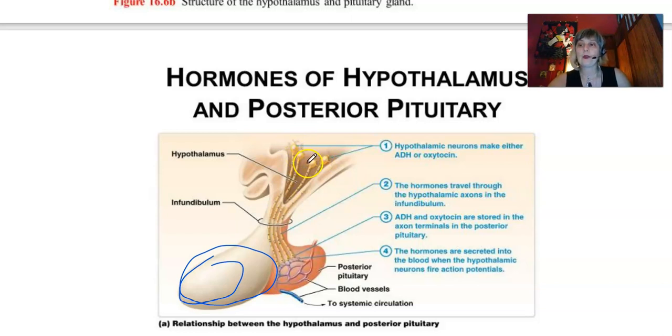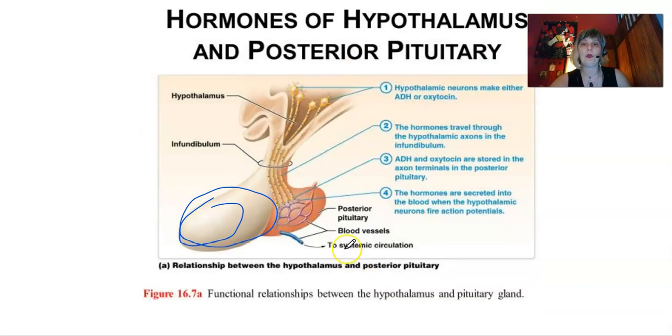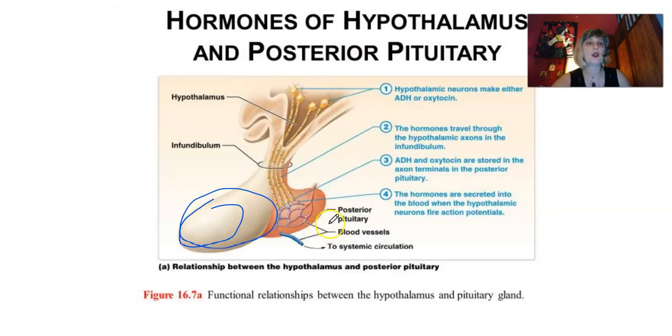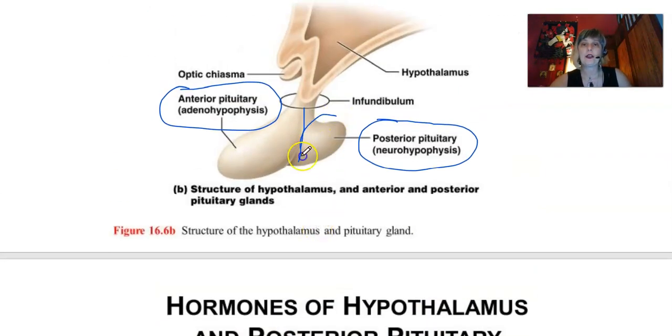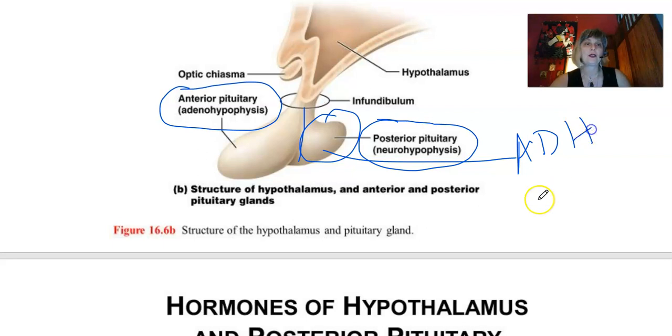All right, so these two hormones will be transmitted down these neurons, down the axons, and tell the posterior pituitary gland to store these hormones and release them when needed. Okay, now let's talk about the function of these very important posterior pituitary hormones before we move on to the anterior pituitary. The two found here are ADH, antidiuretic hormone, and oxytocin.